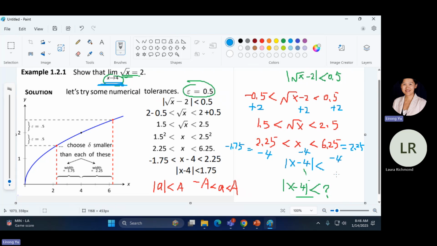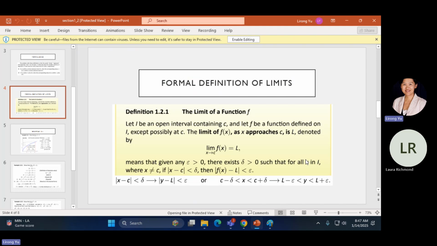Among the boundaries, we're choosing the smaller one. So 1.75 is smaller than 2.25, so we're going to pick 1.75, and that's why eventually you get 1.75. All right, and now we're done. That's essentially the delta. Remember, we have epsilon identified as 0.5. We're choosing the delta. Now, if epsilon is 0.5, we decided the delta, which is x minus 4's boundary, is going to be 1.75.